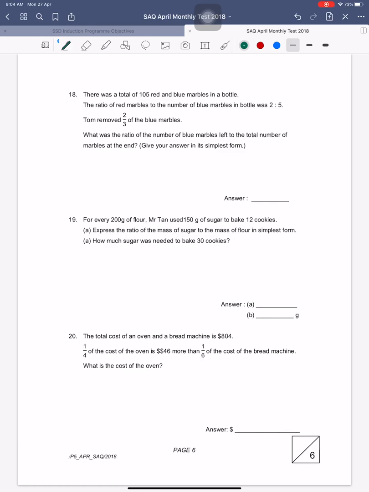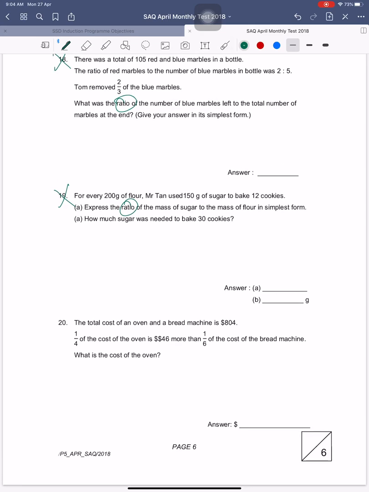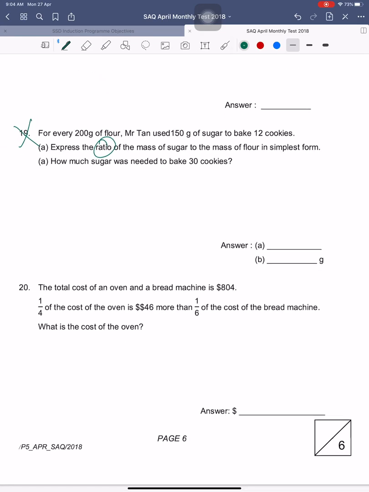Again, because question 18 talks about ratio, I have actually left that question out. Same thing for question 19, ratio. So I left question 19 out. We'll go back to these questions once we have done the next topic on ratio. Okay, question 20. Okay, let me just give you the answer.